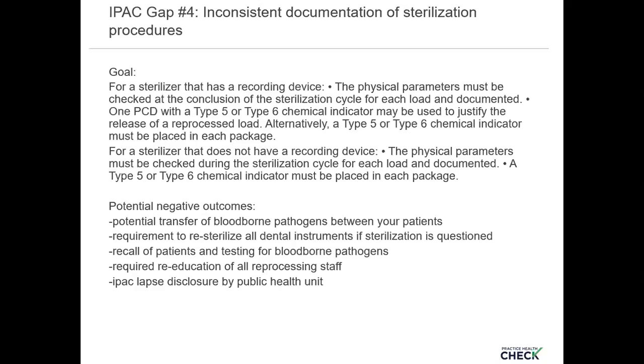Alternatively, a type 5 or 6 chemical indicator must be placed in each package. So for a sterilizer that doesn't have a recording device, the physical parameters must be checked during the sterilization cycle for each load and documented. Sometimes this is not a sustainable way of doing things. If you have a very old sterilizer or a busy practice, it's very, very difficult to check that mid-cycle.